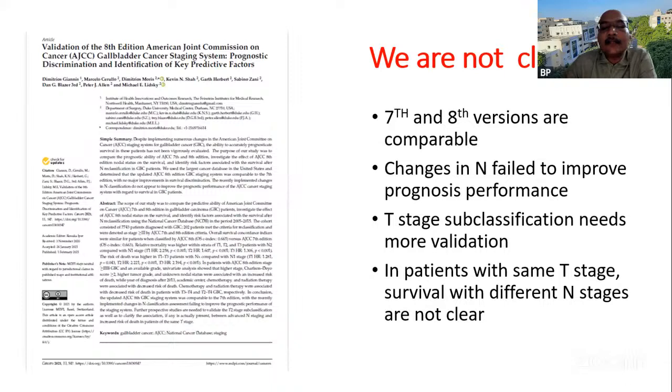This is one of the publications that specifically deals with the validation of the eighth AJCC staging. What this publication says is that the 7th and 8th staging versions are really comparable. So even if we started subdividing, it didn't produce the desired results. Changes in N stage failed to improve prognostic prediction, and T-staging subclassification needs more validation. Even in patients with a similar or the same T-stage, survival differs by N stage, and we are not clear whether we are dealing with a different survival.